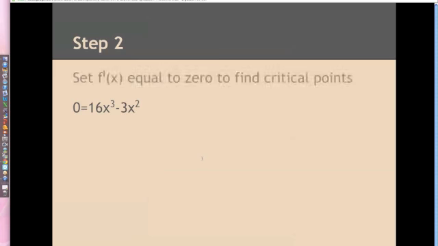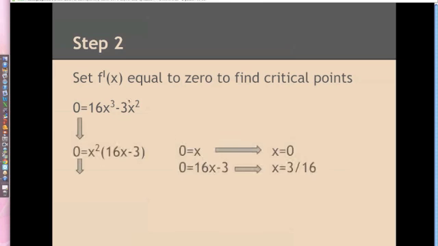So our second step is to set the first derivative equal to 0 to find our critical points. As we go through, we can find those two little mini equations, that being x squared and 16x to the third. When we set those both equal to 0, apologize, that should be an x squared, we get 0 and 3 over 16.